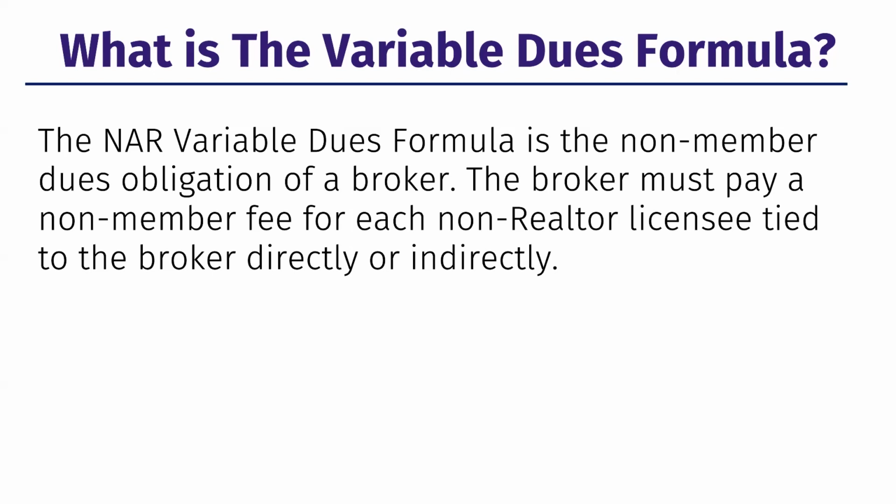So what does that mean, right? Directly means the agents are under the broker's license, and indirectly means the agents are under the corporate license. Years ago, the brokers could actually hide agents under their corporate license. But now that we have the tools in place like the BCT and the daily updates from DRE, we can now monitor and manage the variable dues policy on an even playing field.